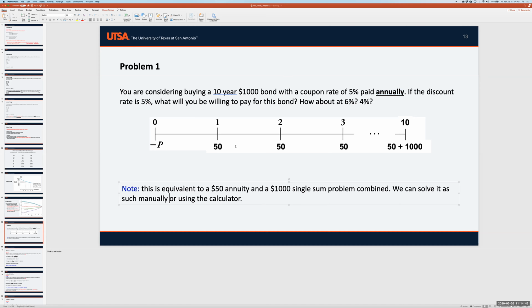$50 for year 1, year 2, year 3, and year 10, we get $50 plus principal. So we basically try to calculate the present value of these values. Like for here, 50 over (1 plus i) to the power of 1, we calculate the present value of the payment at time 2, and all of them, and sum them up to find the value of the bond. So this is equivalent to a $50 annuity and a $1,000 single sum problem. Combined, we can solve it manually or using a calculator.